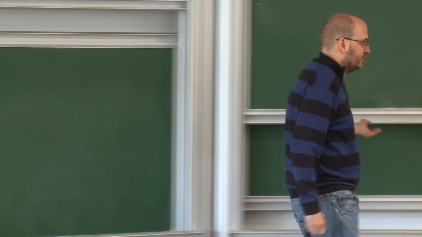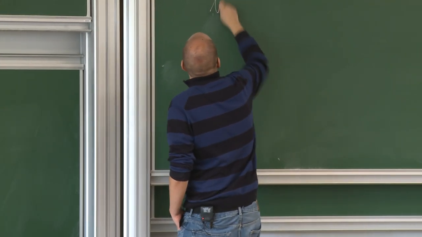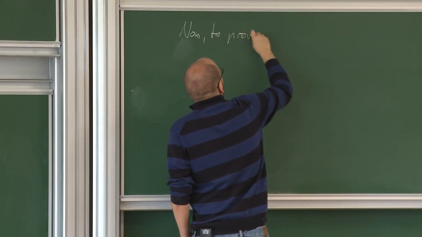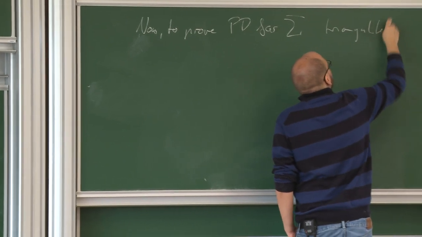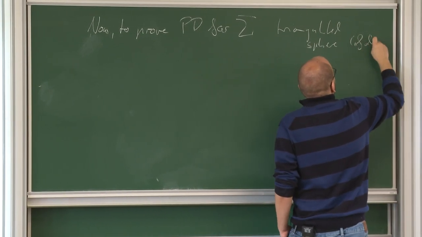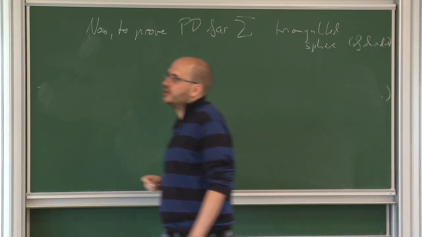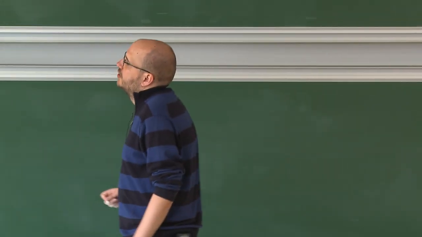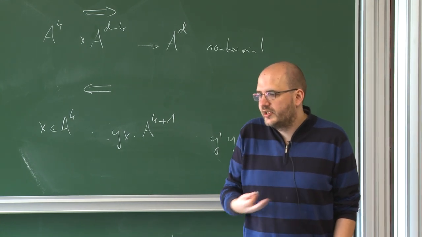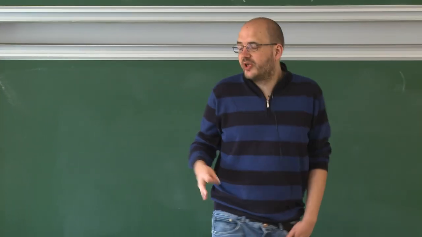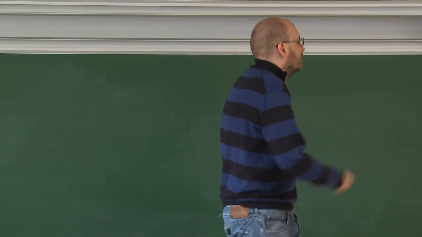So what do we need for the ingredients? To prove Poincaré duality for sigma a triangulated sphere of dimension d minus one, the algebra has dimension d, but the dimension as a simplicial complex is always one lower. We are not talking about toric varieties and that sort of thing.